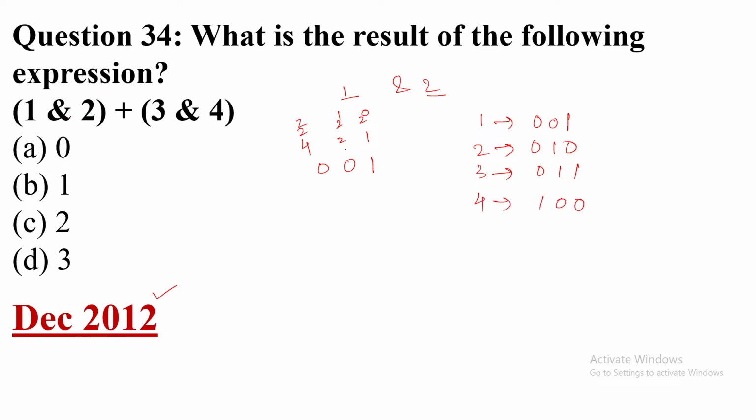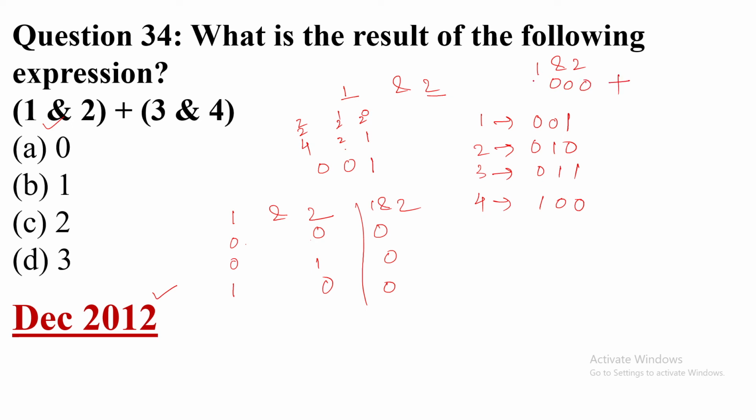Now 1 and 2, the and operator has been given. So 1 and 2. So 1's place is right: 0 0 1 and 2's place is right: 0 1 0. And 1 and 2 means just multiply: 0 and 0, 0 and 1, 1 and 0, so 0 0 0. This is 1 and 2 represented. 1 and 2 का आंसर क्या आया? 1 and 2, this is 0 0 0.